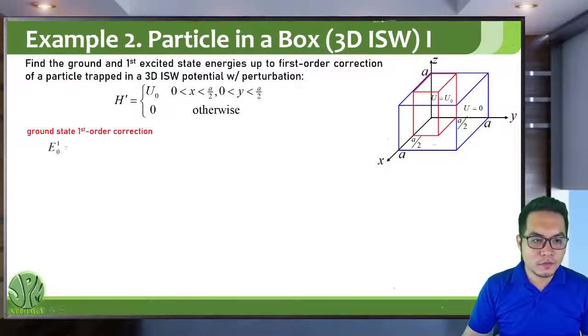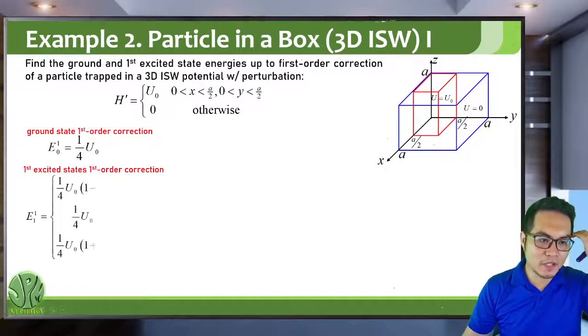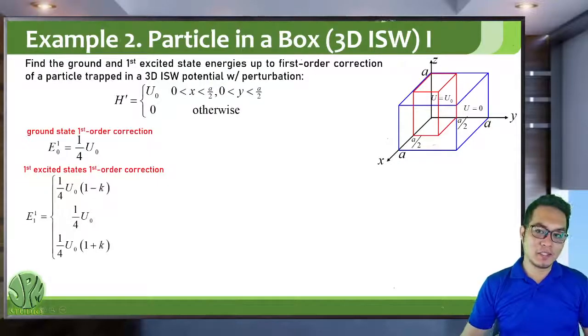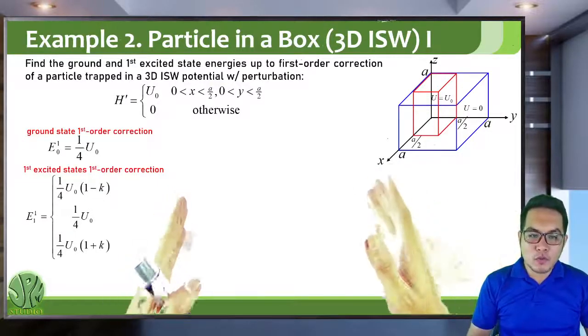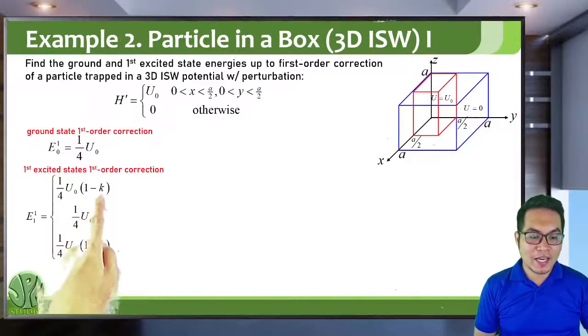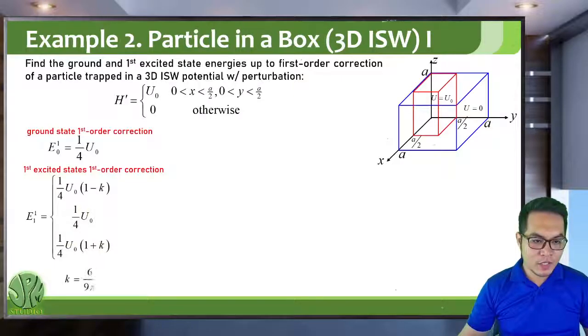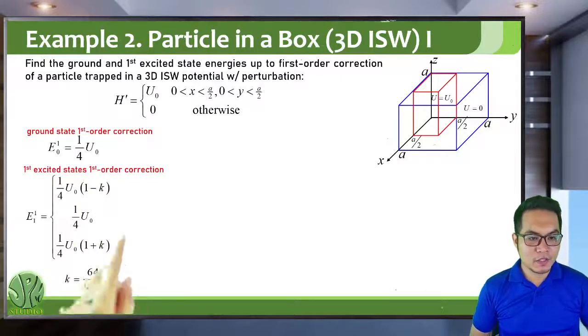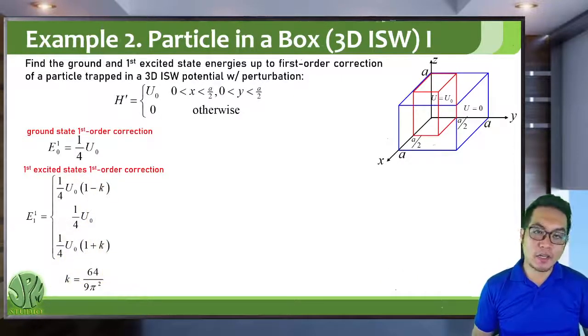So this is the ground state first order correction, 1/4 unit. For the first excited state correction, you will have 3. So the roots of that determinant will actually give you 3. You have 1/4 unit, 1 plus k, 1, and 1 minus k. Again, k is 64/9 pi squared. So you have 3 roots, 3 first order corrections.